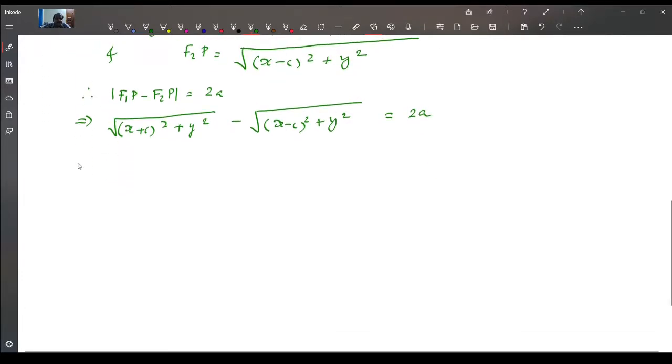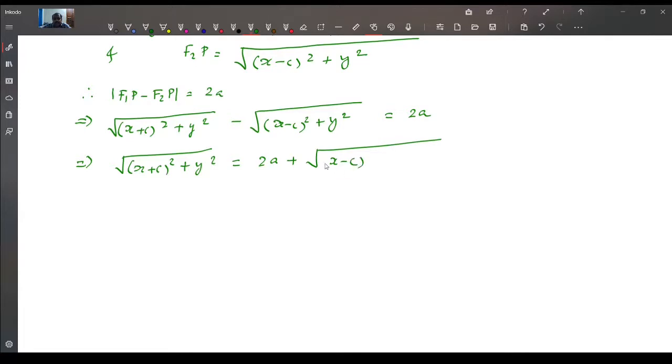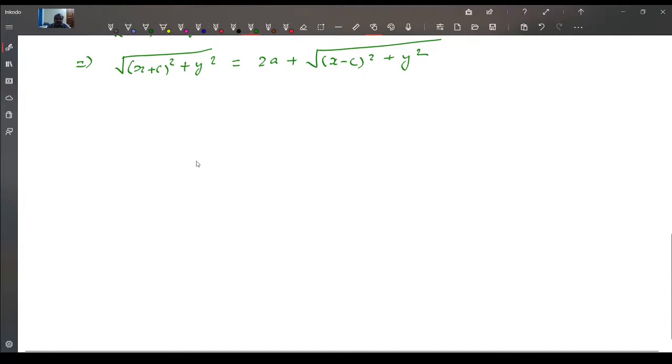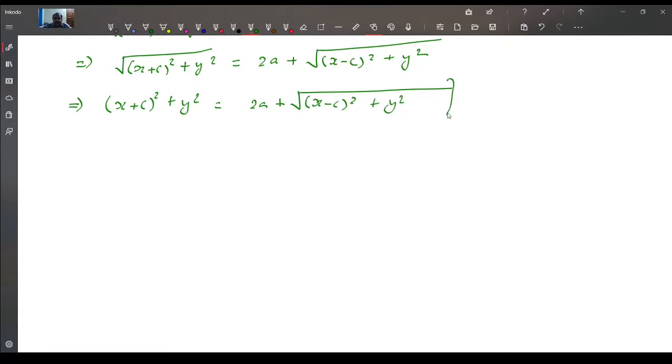So this implies square root of (x plus c) the whole square plus y square equals 2a plus root of (x minus c) the whole square plus y square. We can square on both sides. This implies (x plus c) the whole square plus y square is equal to (2a plus root of (x minus c) the whole square plus y square) the whole square.